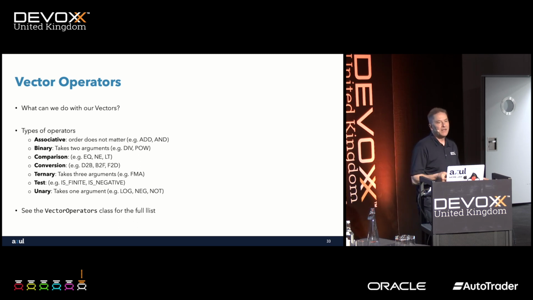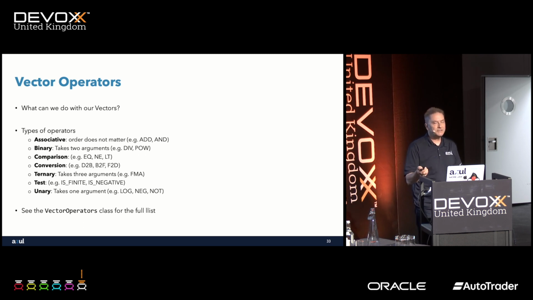Same with and. Binary ones have 2 arguments, but the order does matter, because dividing A by B is different to dividing B by A. Same if you take the power of something: A to the power of B could be different to B to the power of A. We have comparison operators, so we can do equality, not equal, less than, and greater than. Conversion, so you can do double to byte, byte to float, float to double, and so on.